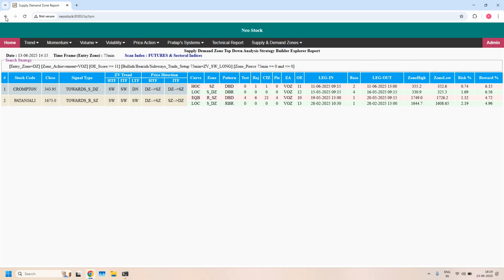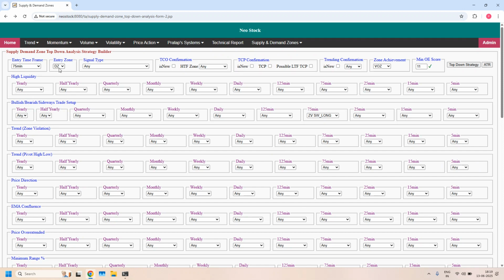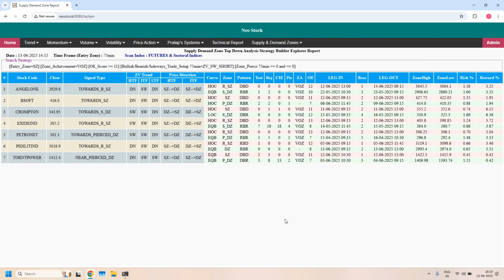Next, the sideways short trade setup for the weekly income trade. The changes are the 75 minutes supply zone and one more change, sideways short. Now all the 3 filters are applied to the 75 minutes supply zone. We got 7 stocks supporting the sideways short trade setup for the weekly income trade. Entry time frame zones are 75 minutes supply zones in all the stocks.